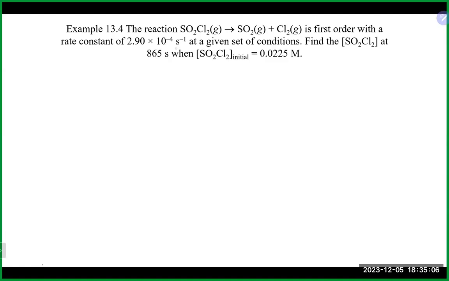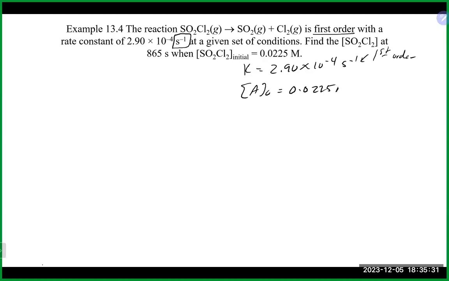Okay, so once again here, if they didn't tell you it was first order, we would be able to figure that out by our units that we see here on our rate constant, which again are reciprocal seconds, which tells us that it is first order. We do have our initial concentration here of 0.0225. We're actually looking for our final concentration, and we do have our time of 865 seconds.